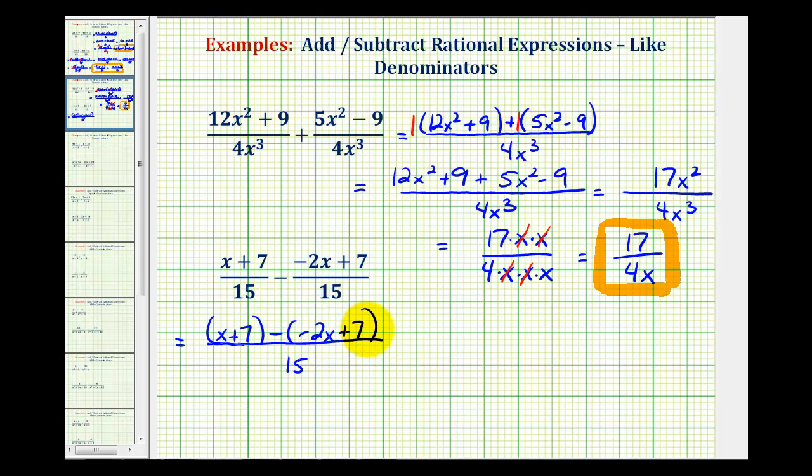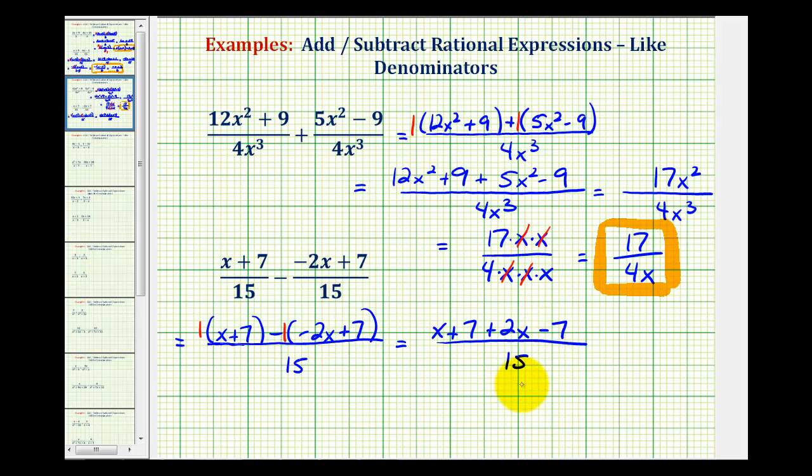And to do this, we'll now clear the parentheses. Again, we can think of distributing a positive 1 here, but because of the subtraction, we can think of distributing a negative 1 here, which is going to change the sign of each of these terms. So again, the denominator is going to stay 15. We're going to have x plus 7 from the first numerator. And then here, negative 1 times negative 2x will be a positive 2x, so plus 2x. And here we'll have a negative 1 times a positive 7, that's negative 7, so we'll have minus 7.